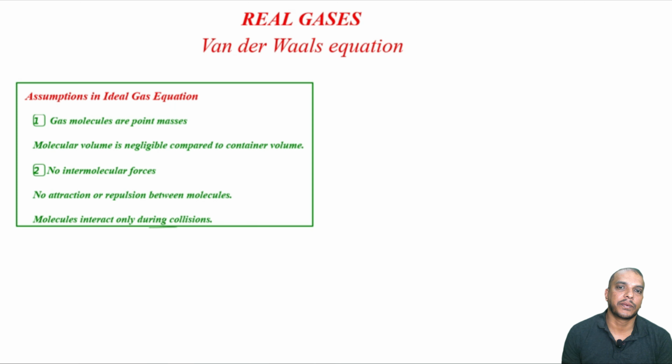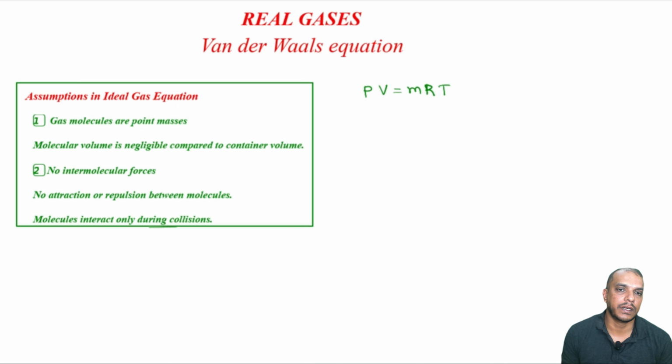In today's class, we'll start with real gases and also the Van der Waals equation. Remember, when we were talking about the ideal gas equation, we had made two assumptions. The ideal gas equation which we have talked about is PV = mRT. So, the ideal gas equation is an equation which gives the relationship between pressure, volume and temperature of a gas.